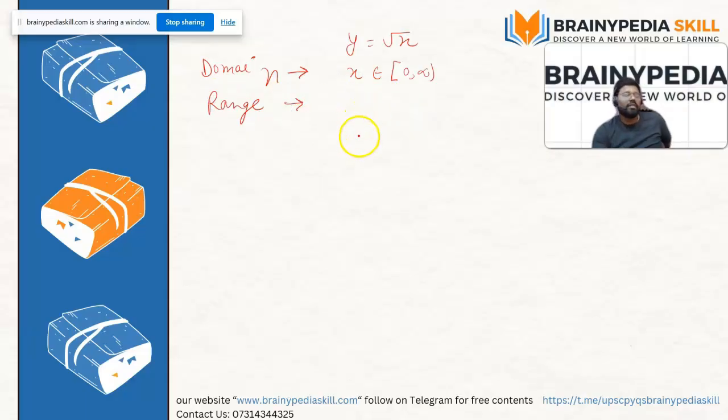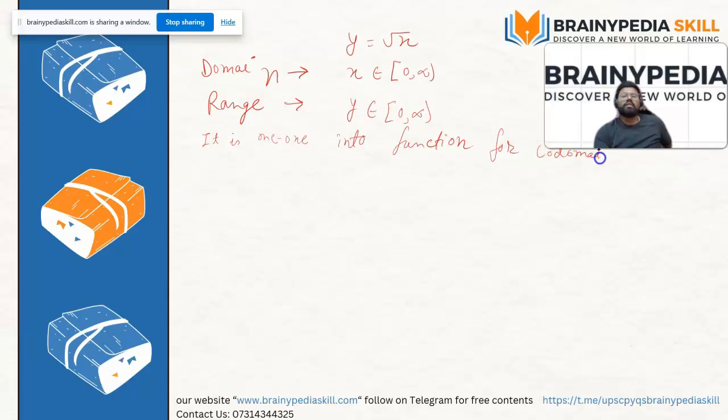For range, as you can see, y also can't be negative, so it is also from 0 to infinity. Now it would be a one-one function. First of all, it is a one-one into function. Clear?